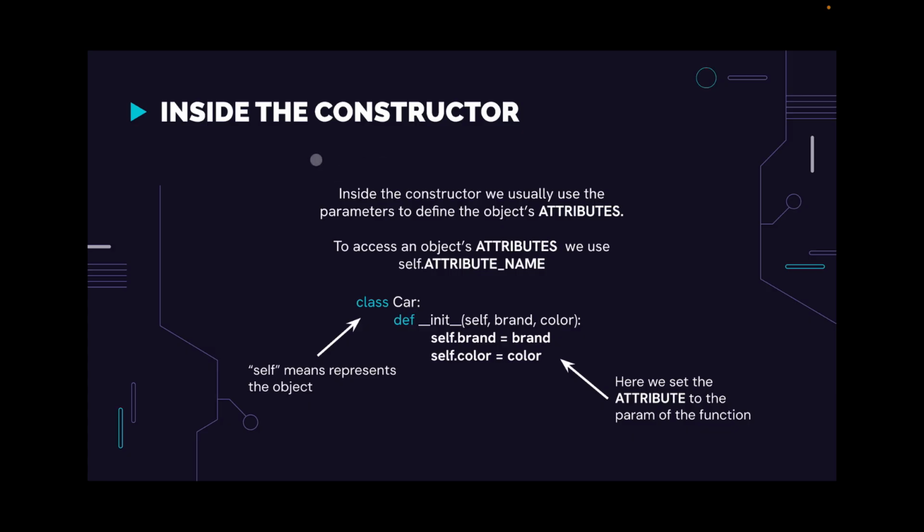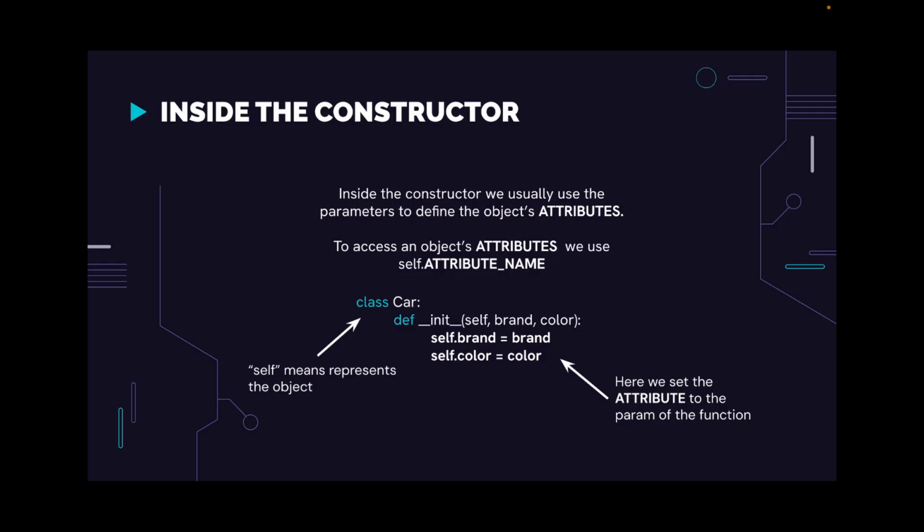And then we have our initialization of the class. So inside the constructor, we usually use the parameters to define objects' attributes. And to access an object's attribute, we use self.attribute name. So inside the class, we are setting self.brand. So we are setting the value of self.brand to the brand that was passed in as a parameter. And then we are setting self.color to the color that was passed in as a parameter.